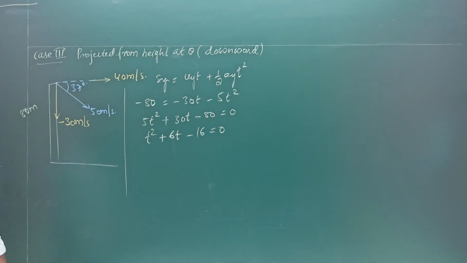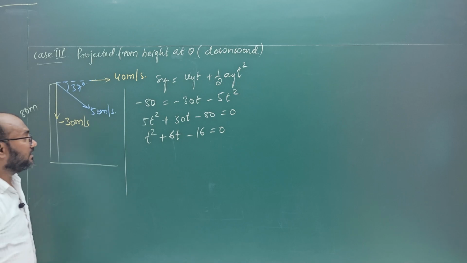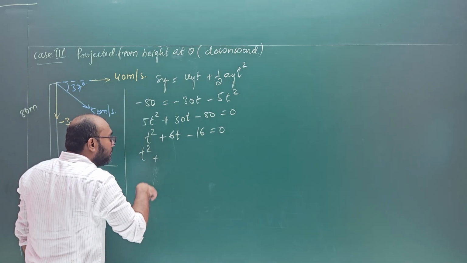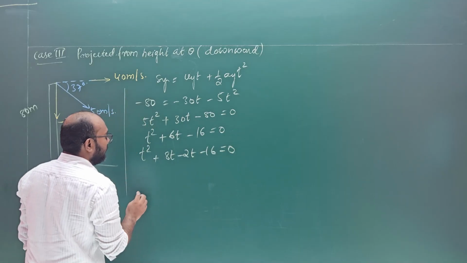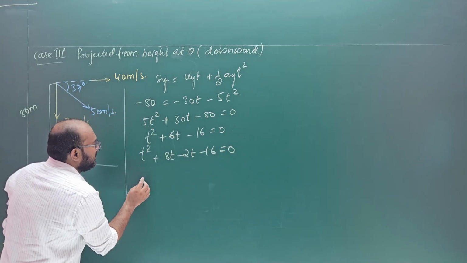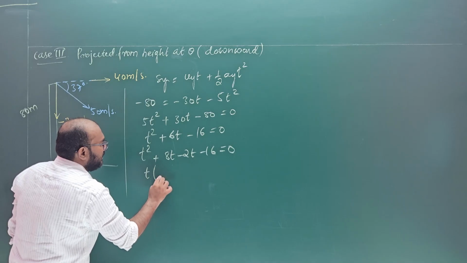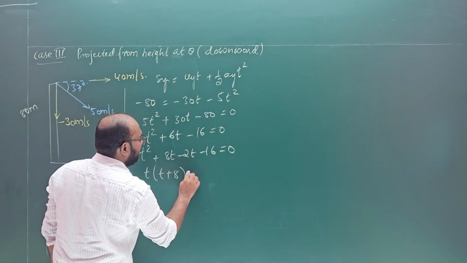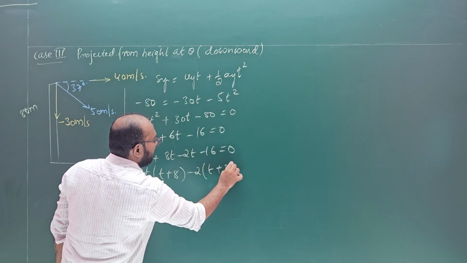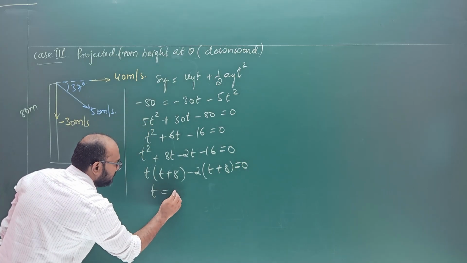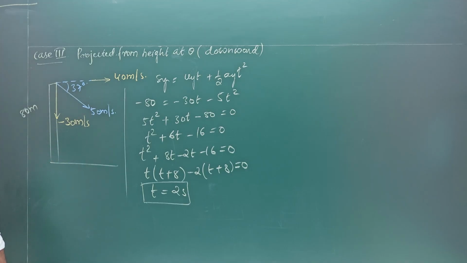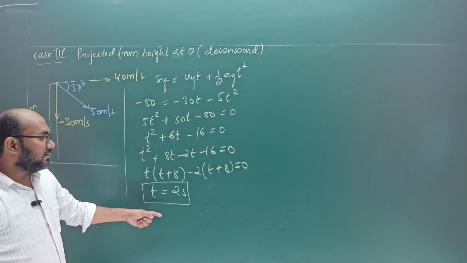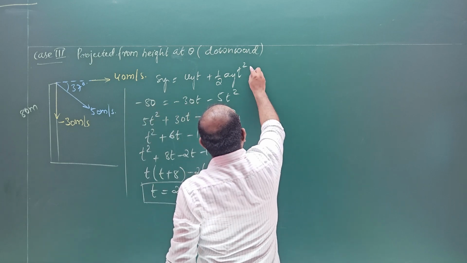Does it factorize? Let's see. 16, yes, it will factorize with 8. So t square plus 8t minus 2t minus 16 equals 0. Or t into t plus 8, minus 2 into t plus 8, equals 0. So the final time period is what? 2 seconds. We got 2 seconds. That means it will hit the ground in just 2 seconds.